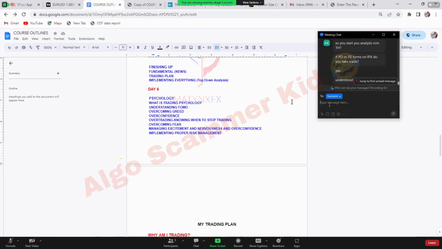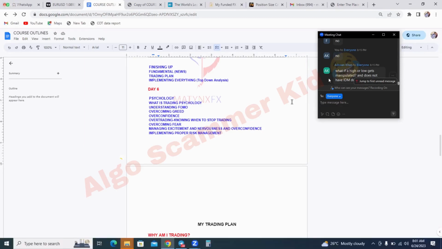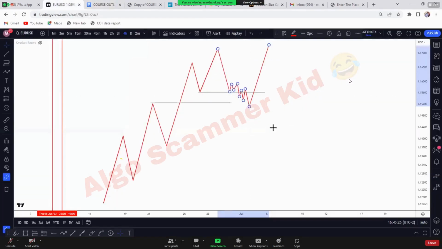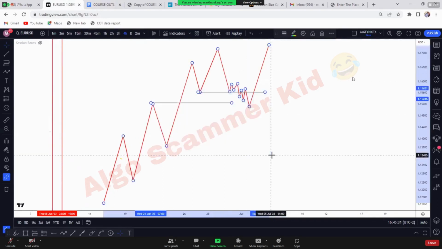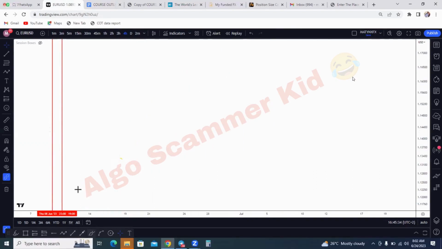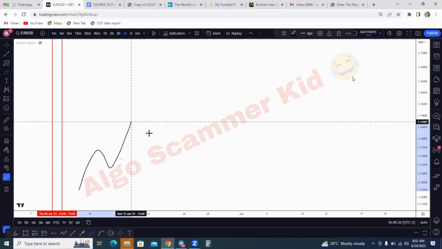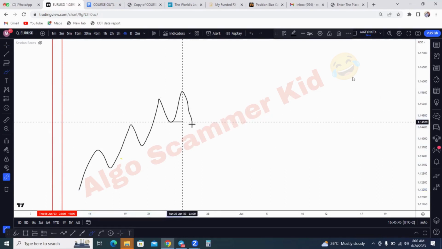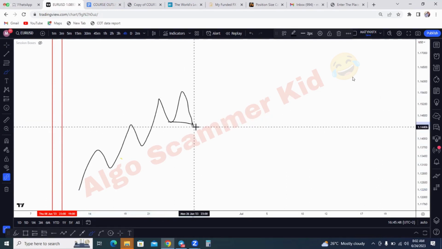If no question, just type no. Okay. What if the high or low gets manipulated and does not have an inducement? Do you trade? There is no inducement. The fact that the high or a low has been manipulated means the first question is, is it a structural high? So these are highs and lows, so if this low should get induced, this is inducement.